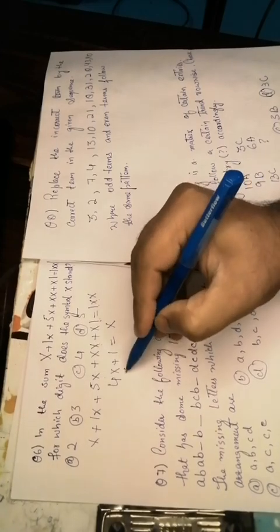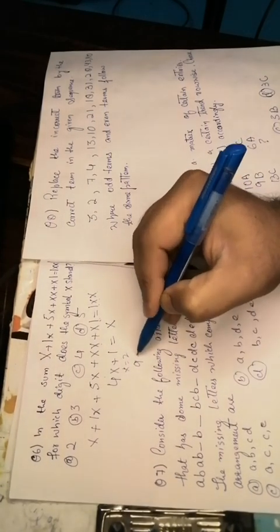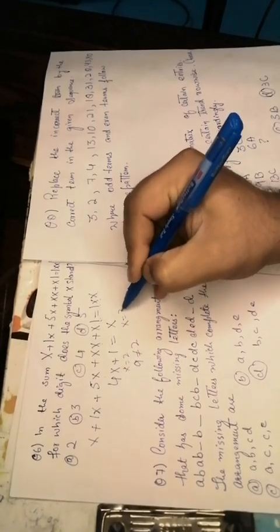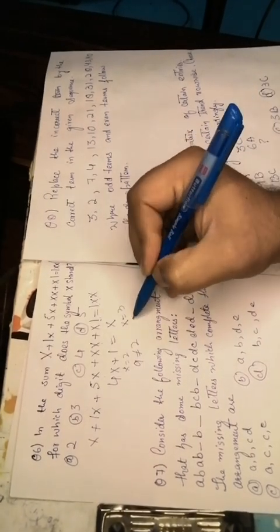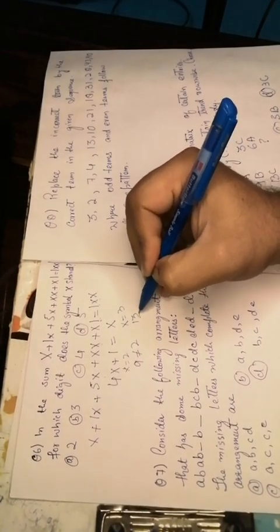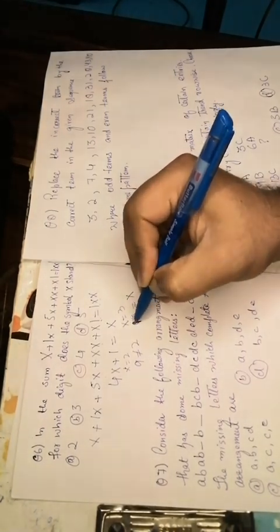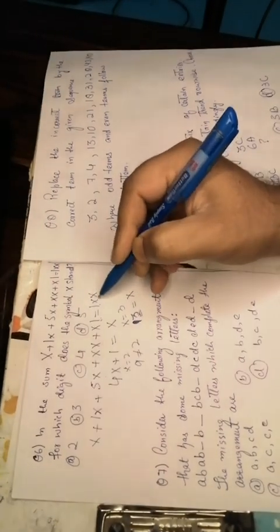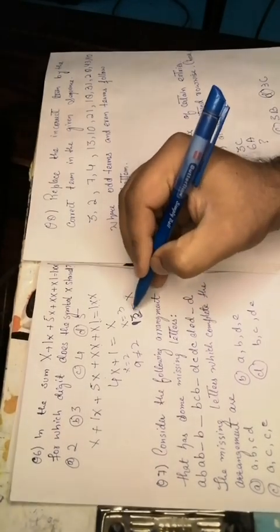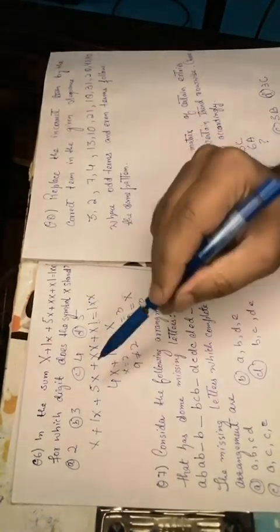If we put x equal to 2, 4 twos are 8, 8 plus 1 is 9. 9 is not equal to 2, so it's wrong. Now if we put x equal to 3, 4 threes are 12, 12 plus 1 is 13. In 13 we have 3 in the ones place, and that 3 is equal to x, and that's true. So 3 is the answer.